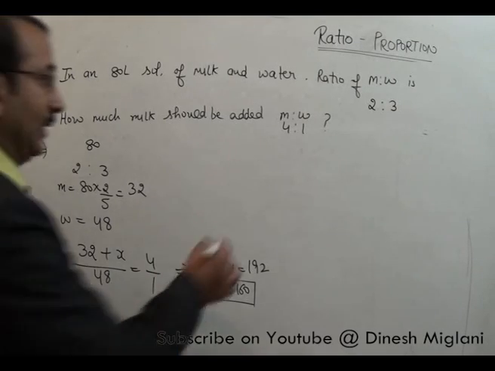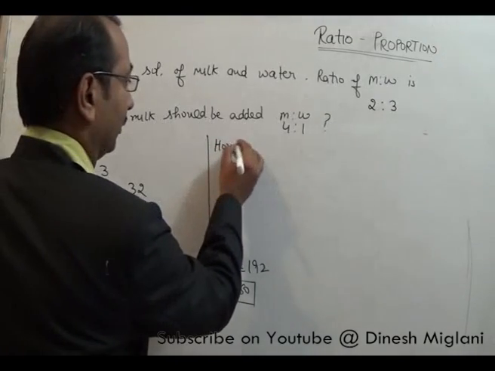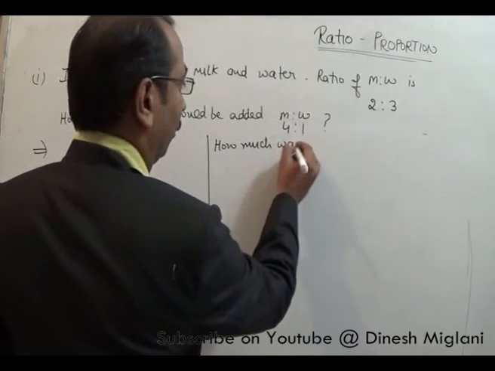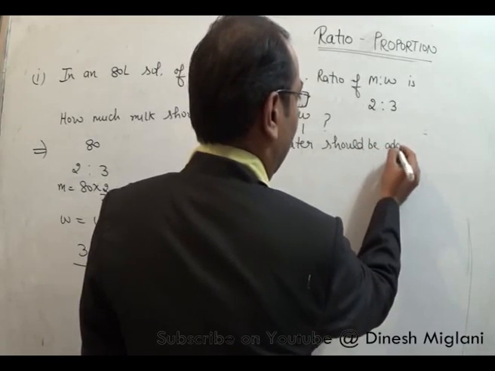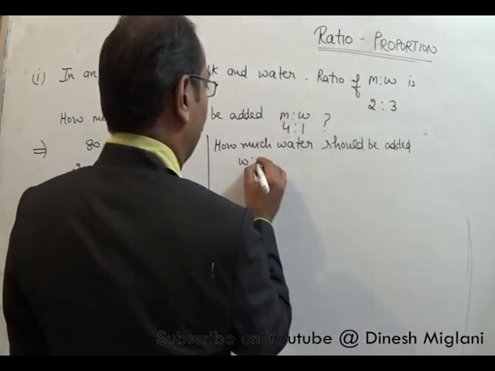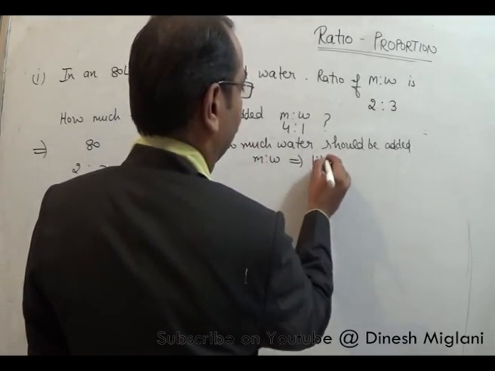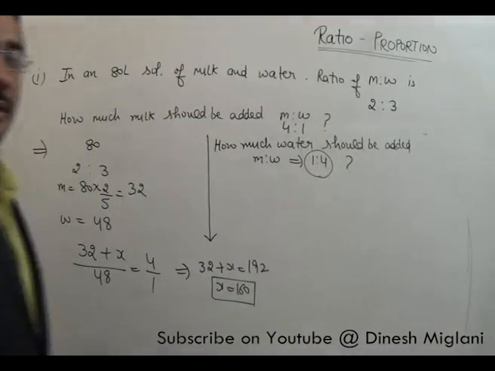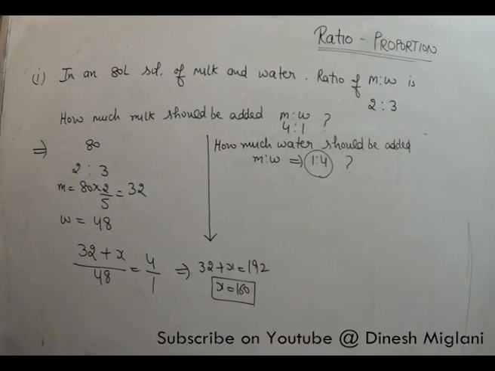In the same question, if I just change it in such a way that in an 80 liter solution of milk and water, the ratio of milk and water is 2:3. Now the question is, how much water should be added so that the ratio of milk to water becomes 1:4? Pay attention to what I stated. Up to this line it is the same. The question is, how much water should be added so that the ratio of milk and water is 1:4.